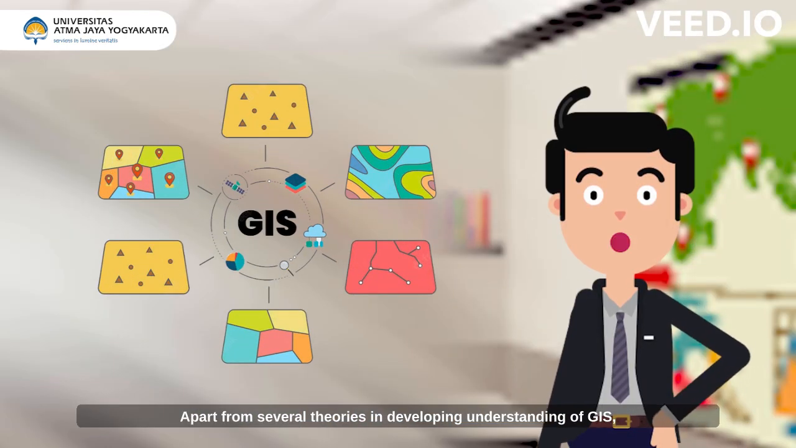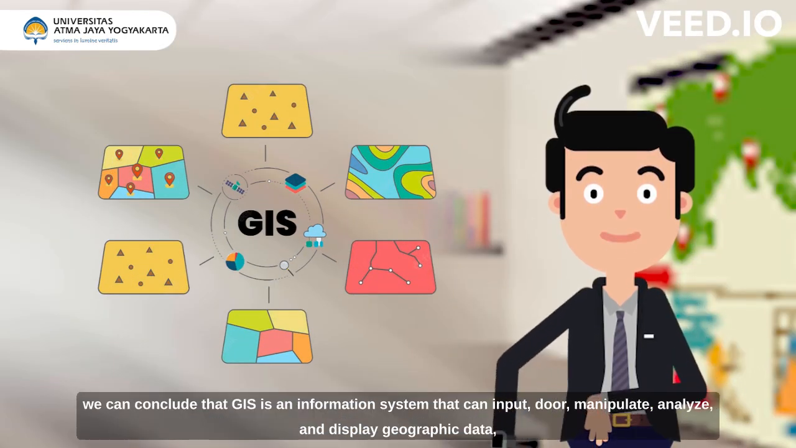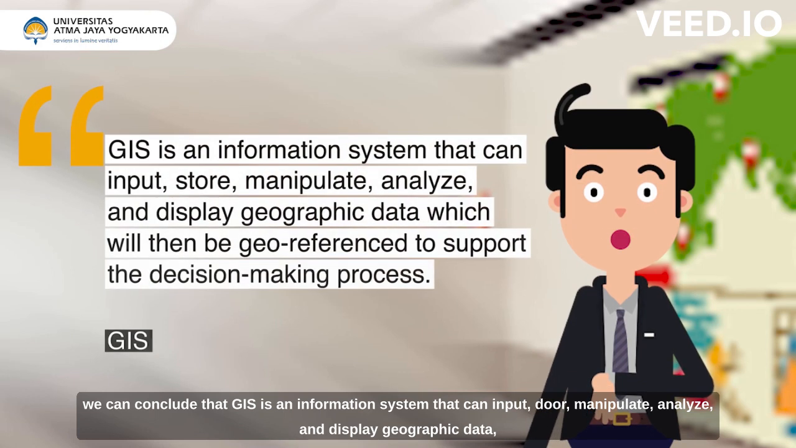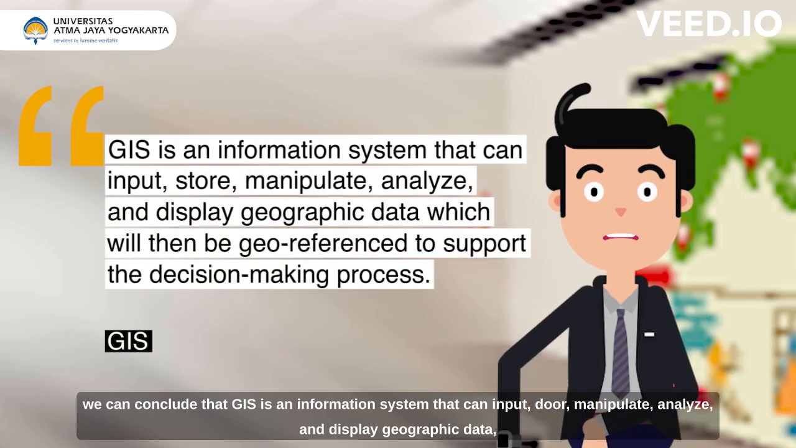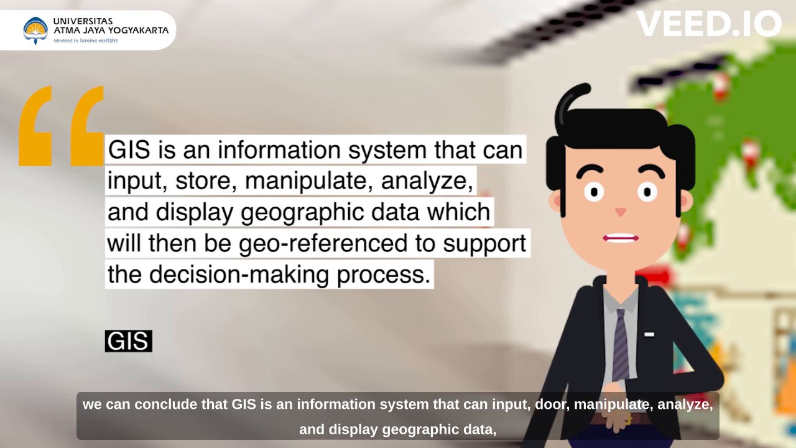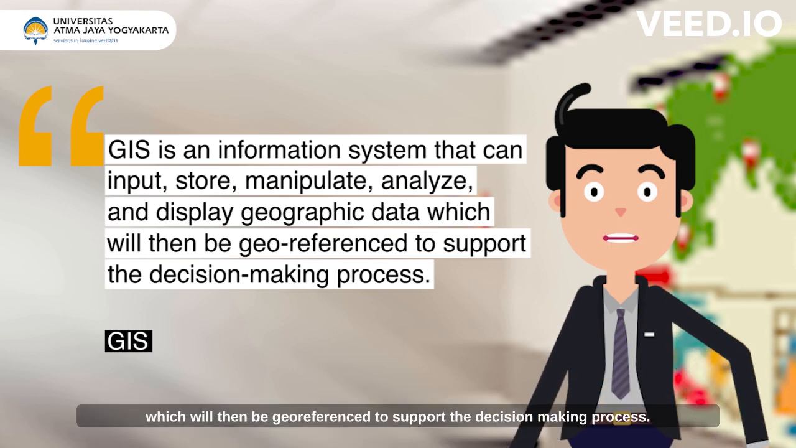Apart from several theories in developing an understanding of GIS, we can conclude that GIS is an information system that can input, store, manipulate, analyze, and display geographic data which will then be geo-referenced to support the decision-making process.